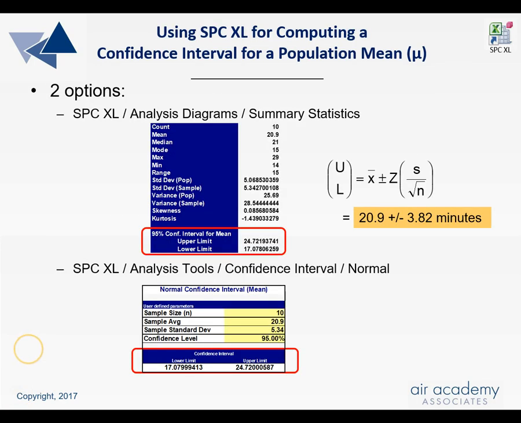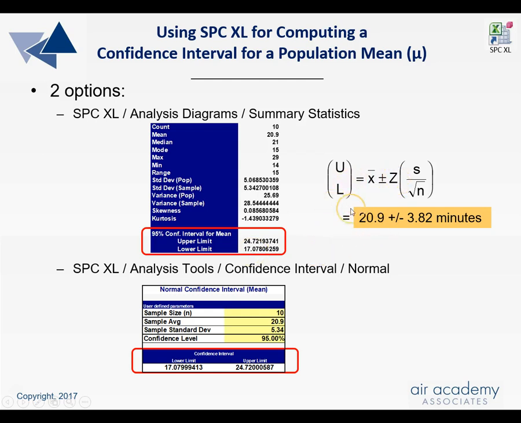Let me quickly preview the software options that we have for generating a confidence interval. There are basically two options. The first one is the summary statistics, which is obtained from the analysis diagrams on the SPC Excel main menu. If you have raw data, like a set of 10 data points, you can highlight that data, go to summary stats, and the confidence interval will be printed down here at the bottom. You will get two confidence intervals. I'm showing you only one here, a 95% confidence interval, of which the upper limit is 24.7 and the lower limit is about 17.1.